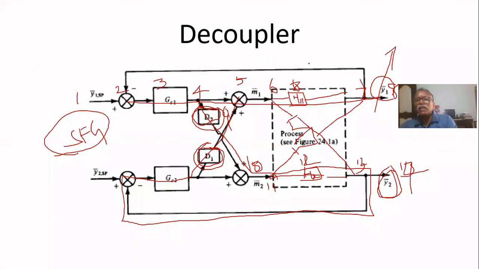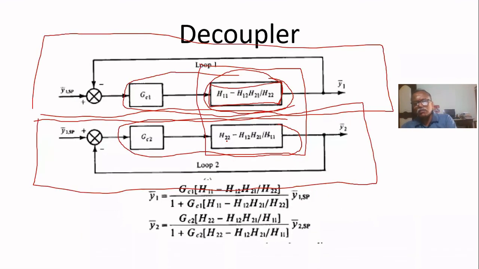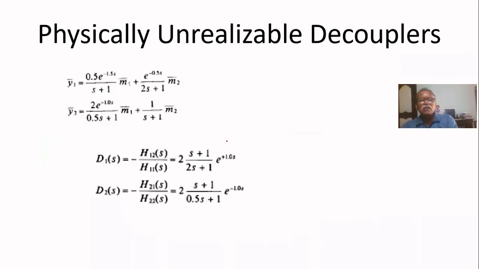If Y1 can be varied, for example if it is a level process that will not affect the quality of the process, then it can be allowed to vary. But Y2, the concentration or composition controller, should be tightly controlled. That means we can use this decoupler D2. That is called partial decoupling.